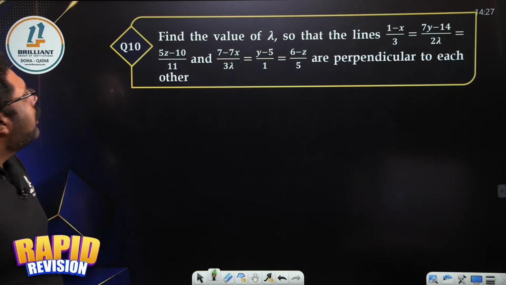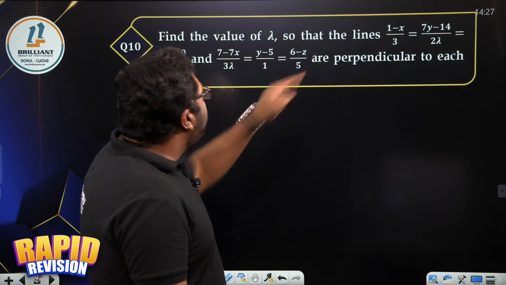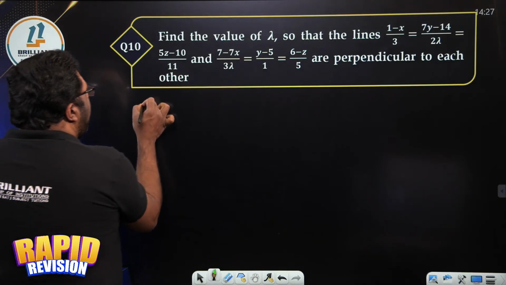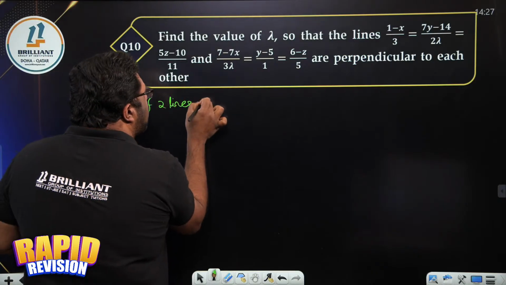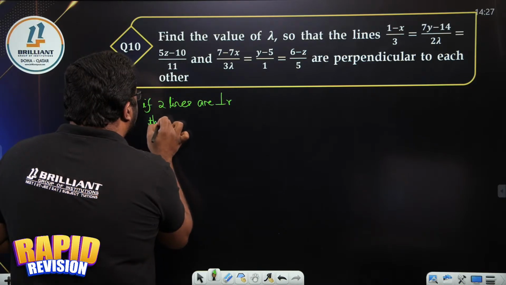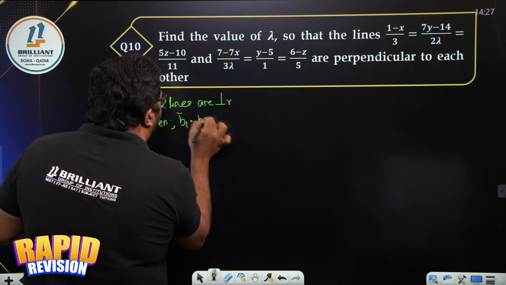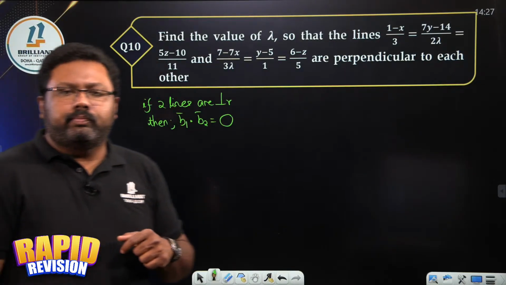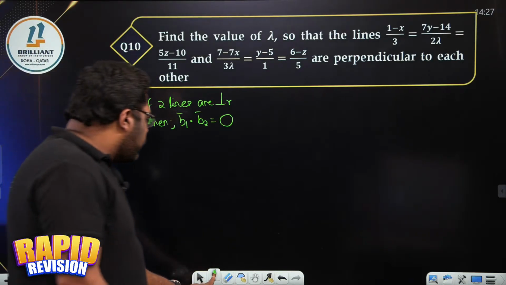Question number 10. Find the value. It's a 2-mark question, my dear students. Find the value of lambda so that the two lines are perpendicular. If two lines, or two vectors, are perpendicular, then the dot product of their direction ratios should be 0.